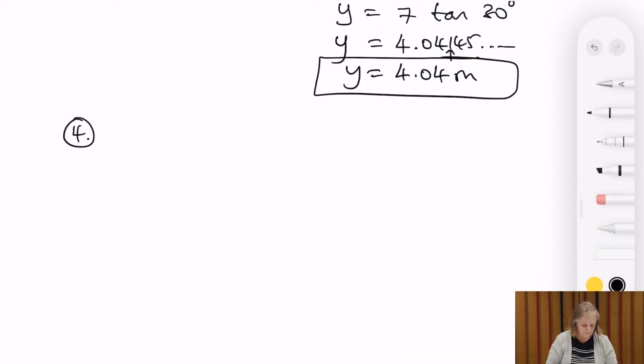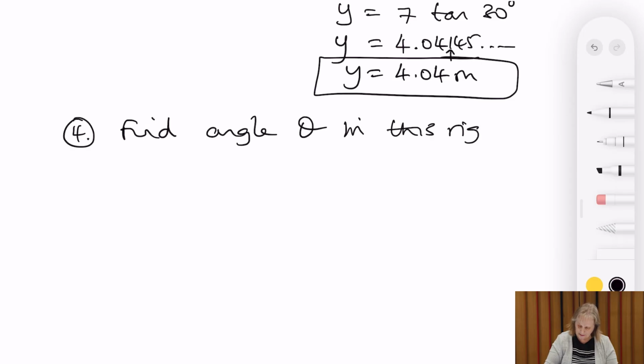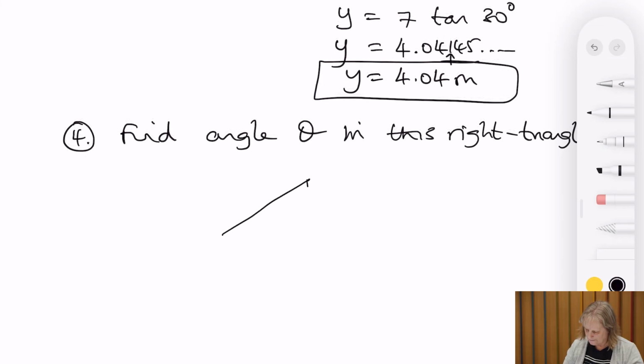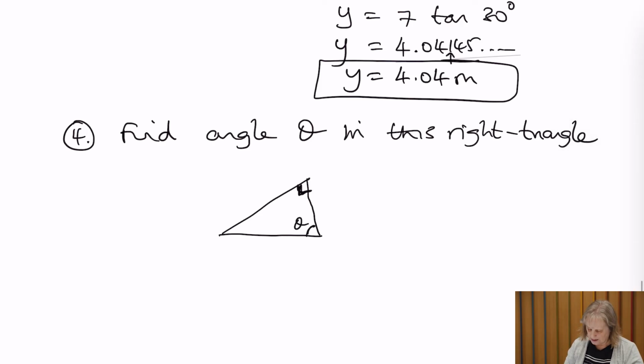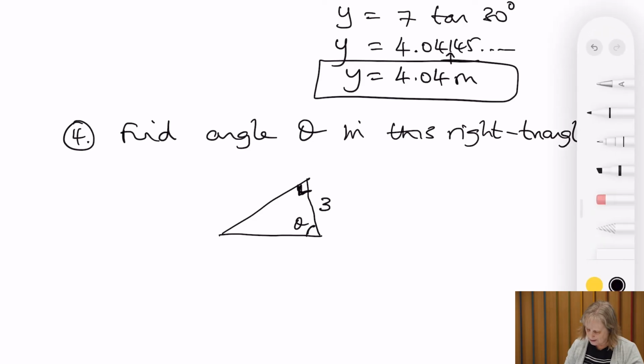Okay, and question 4, we're now actually going to find an angle instead of a side. So find angle theta in this right triangle. And again, we can have that triangle any orientation, but we indicate the right angle using that symbol there. Now, the angle that we want to find is indicated here, which is theta. We know this side is 3, and we're told that this side is 5.